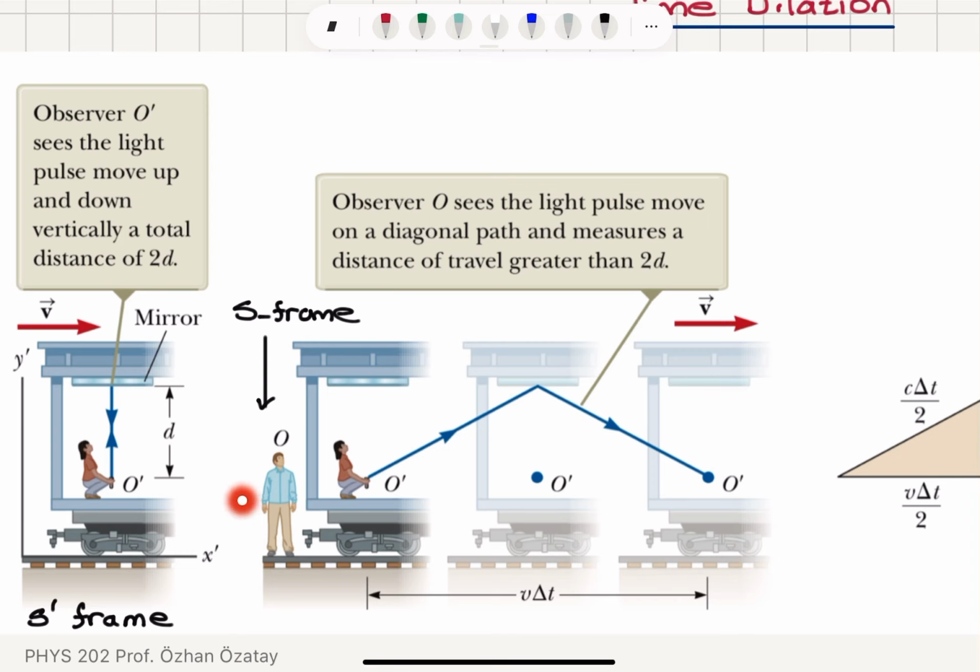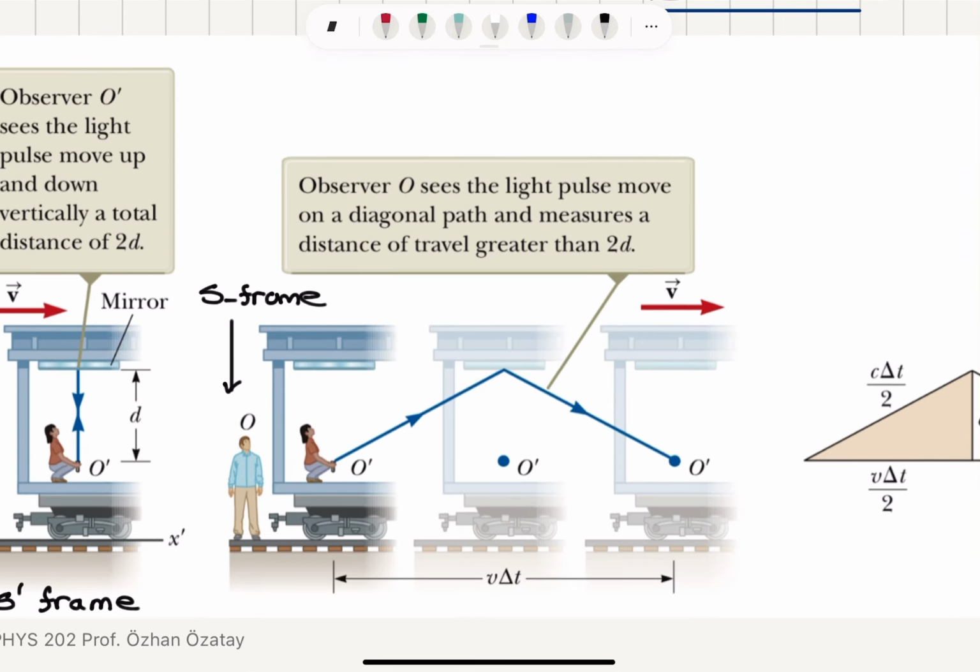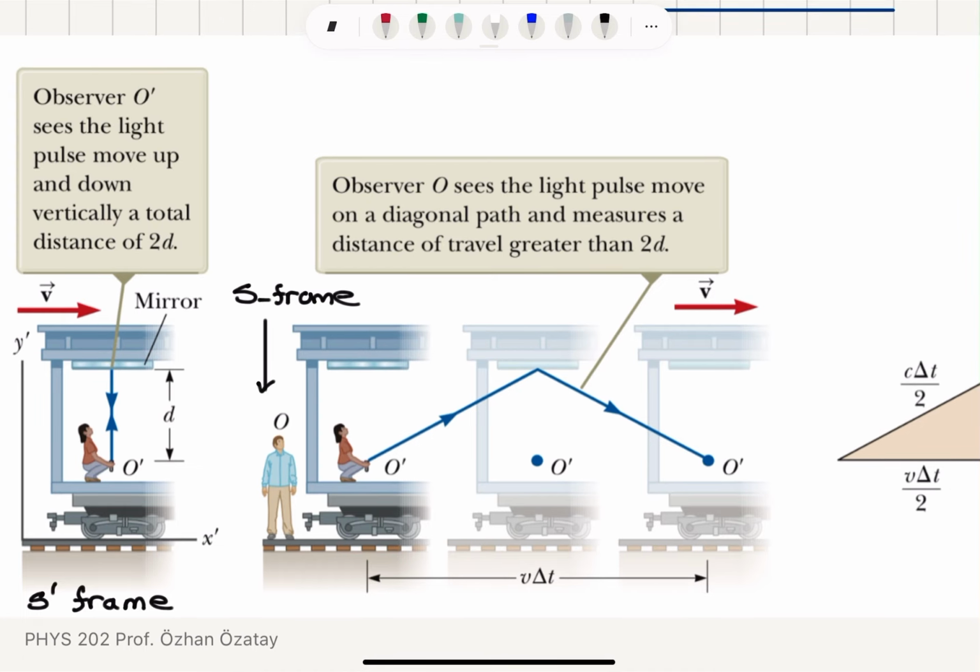Now, there is an Earth observer. This is in the S reference frame. Observer O sees the light pulse move on a diagonal path. Why? Because the S prime reference frame is moving with velocity v. And this observer measures a distance greater than 2d for the light pulse. So if the total time of travel for the light pulse, measured by the S frame observer, is delta t, half of that time will be spent going up and half going down. So the total distance traveled by the wagon in that time interval will be v delta t.